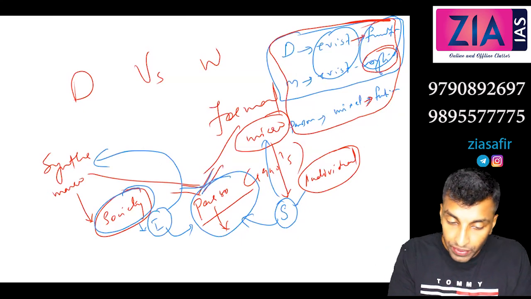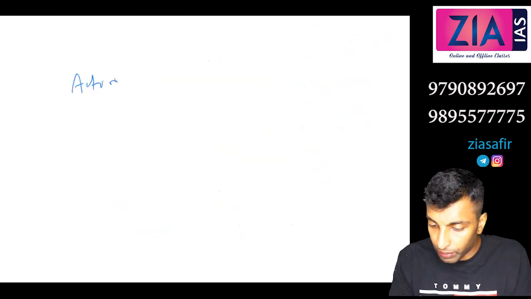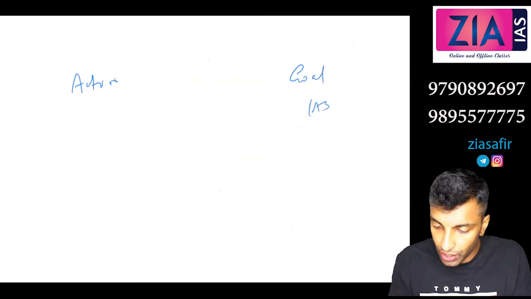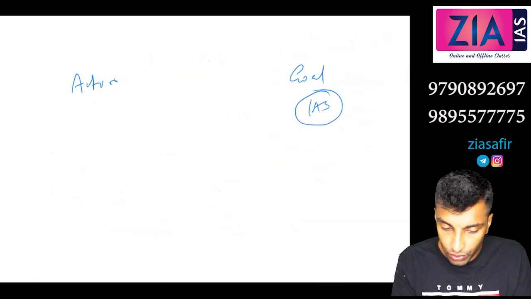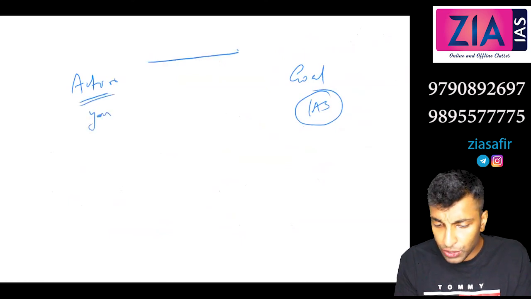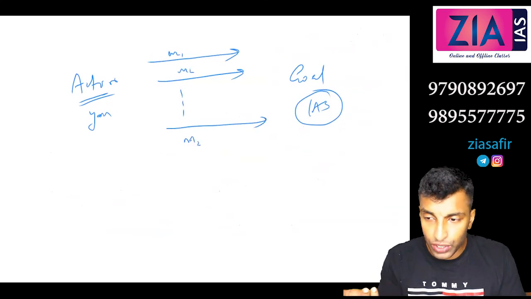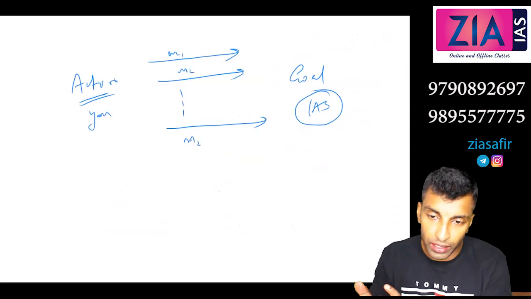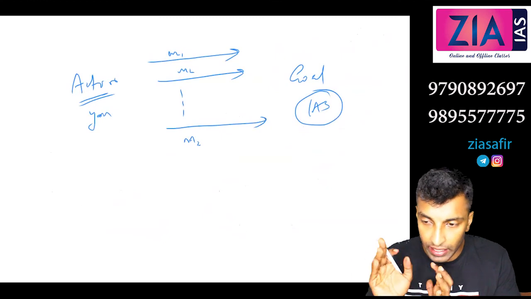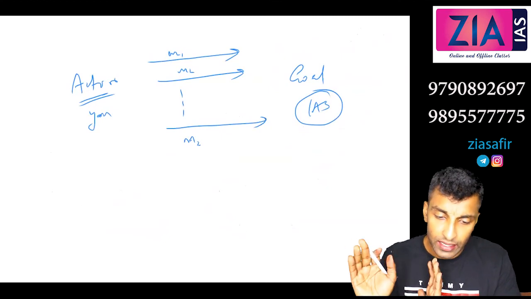For example, this is an individual actor. You are an actor and you have a goal. What is your goal? You want to become an IAS officer. So this is your goal and this is you as a person. And you have different means to achieve this goal, like means 1, means 2, like this. N number of means are there. You can go to XYZ coaching institute, XYZ mentors, XYZ test series, XYZ materials. Different means are there.